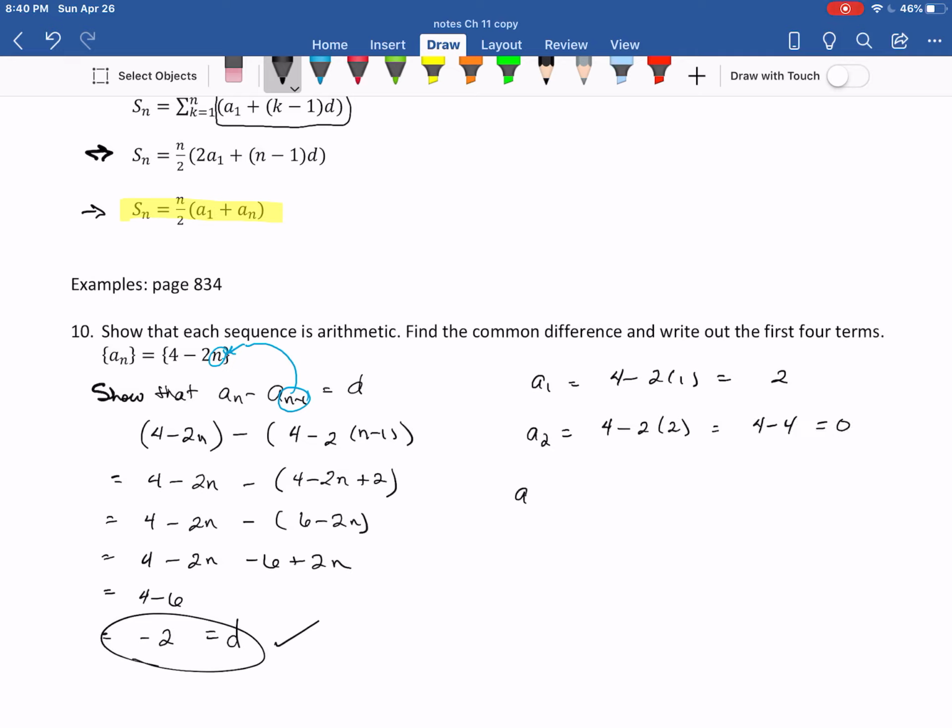Now the third term, I'm going to guess, is negative 2, because I should be subtracting 2 each time. So I get 4 minus 2 times 3, which is 4 minus 6, and that's negative 2. And the fourth term that you were asked to write out, 4 minus 2 times 4, should be negative 4, right? 4 minus 8, sure enough, is negative 4. You see that you're subtracting 2 each time. So the first 4 terms of my sequence are 2, 0, negative 2, negative 4, keep on going. We don't know where to stop.